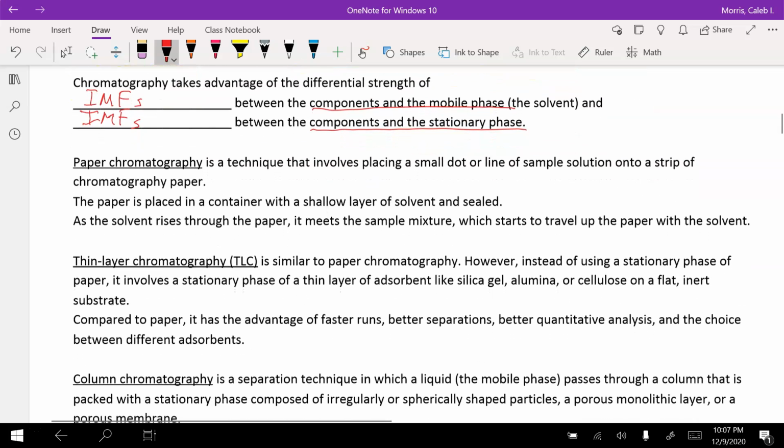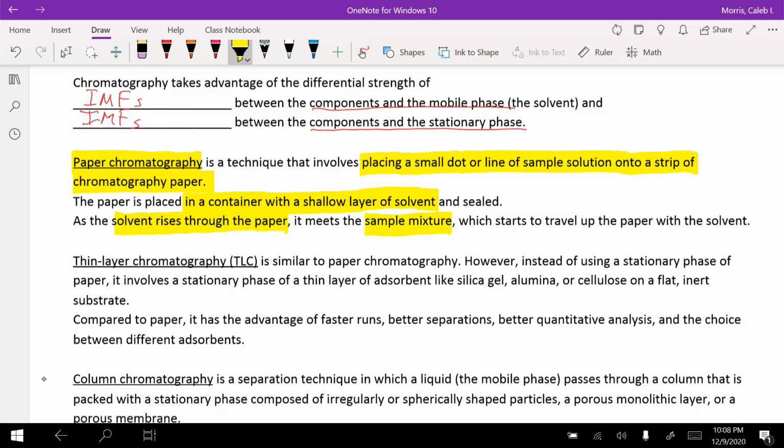Paper chromatography is one example. Paper chromatography is a technique that involves placing a small dot or line of sample solution onto a strip of chromatography paper. Then the paper is placed in a container with a shallow layer of solvent and it's sealed. As the solvent rises through the paper, it meets the sample mixture, which starts to travel up the paper with the solvent. So the component that's most soluble in the solvent will move up the paper.